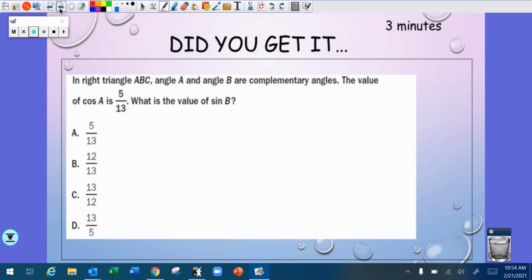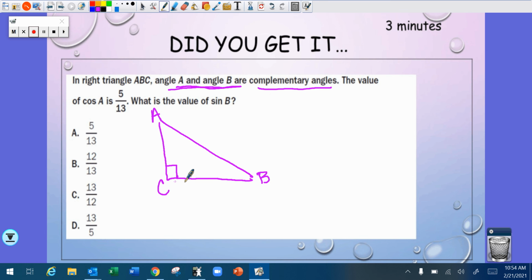And here, this is the last question of this. It says in the right triangle ABC, angle A and angle B are complementary angles. So that's saying that you can add these two together to get 90. The value of cosine A is 5 over 13. What is the value of sine B? So I'm just going to draw a triangle. And it said this is A and this is B, because if I add these two together, I get 90. And so this has to be C.